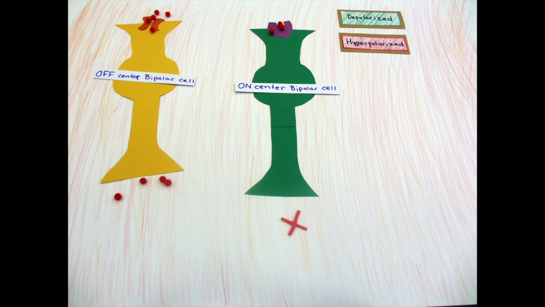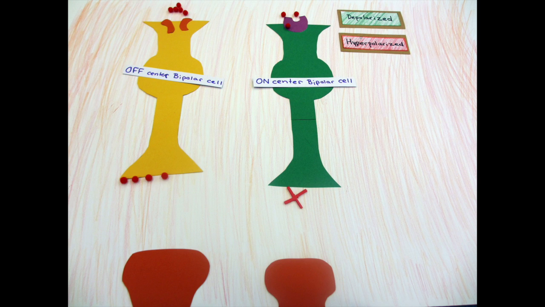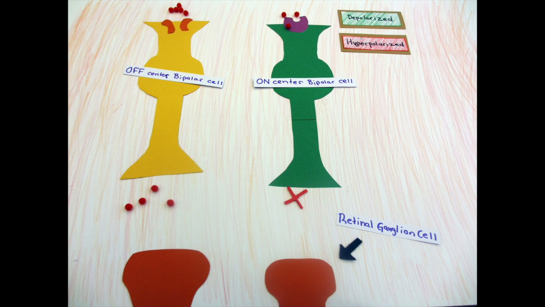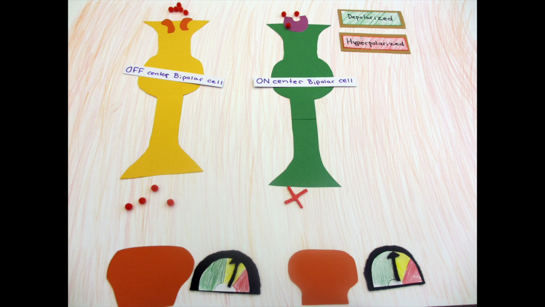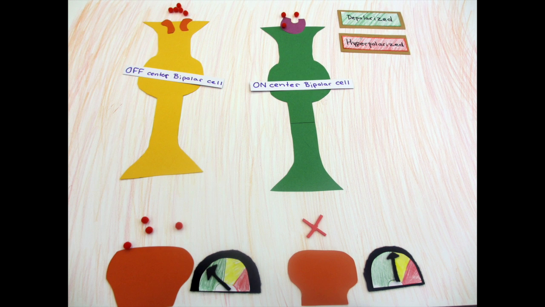The input from both the photoreceptors and the horizontal cells will give the input that will lead to the level of depolarization or hyperpolarization seen in the two types of bipolar cells, which then determines the amount of glutamate that will be released from the bipolar cells to the retinal ganglion cells. The retinal ganglion cells then depolarize in response to glutamate.